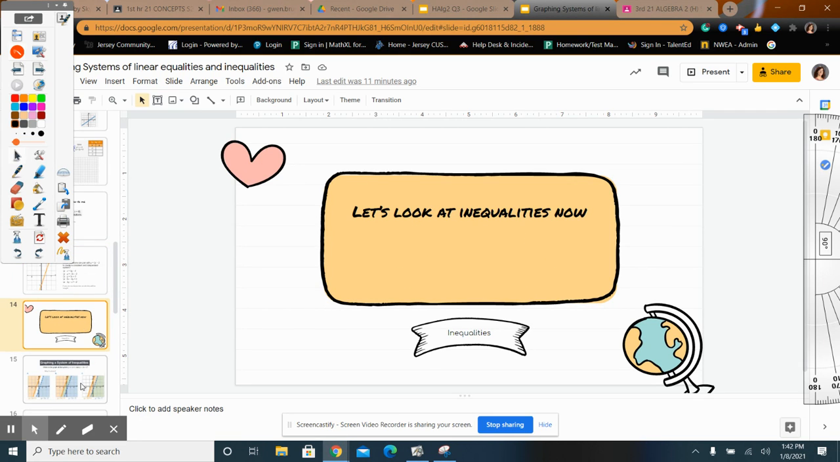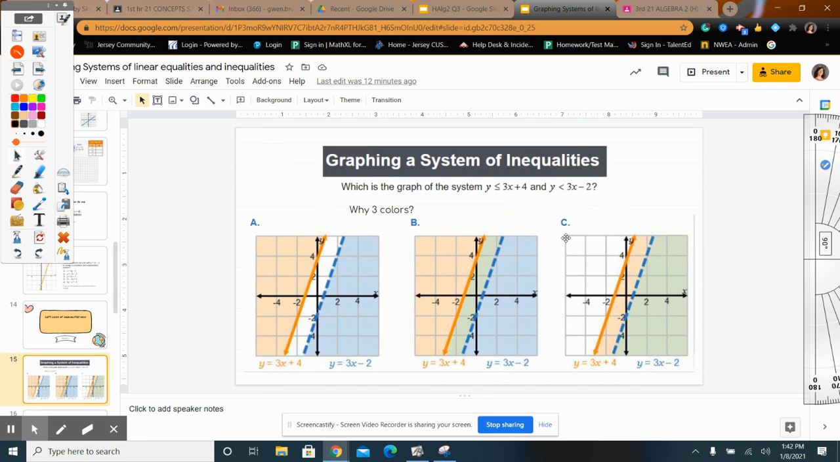Inequalities are the same as graphing lines, but there's shading involved. A lot of times we use at least 2 different writing utensils or types of shading to help you see the intersections. So what is the graph of the system? If you look at them both at the same time, y is less than or equal to this one and less than this one. Which graph is the 3x plus 4? We're looking at the orange graph here.